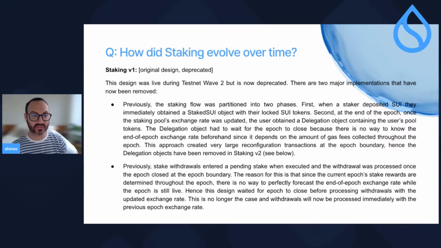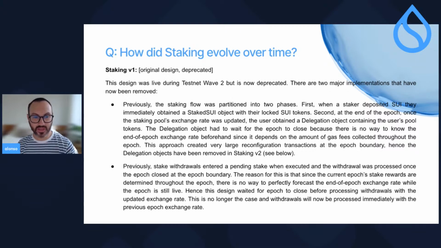Now, the challenge with this design is that it put a lot of heavy work on Sui whenever the epoch closed, because if a lot of people staked throughout the epoch, there were all these transactions that had to occur at the epoch boundary in which these delegation objects were given to folks in order to determine how much ownership of that validator pool they would have. And we tested this during testnet wave 2, I think it was around January, February. And while the design worked very well from a tokenomics perspective, it was overly onerous for Sui at the protocol level in terms of how many transactions needed to occur.